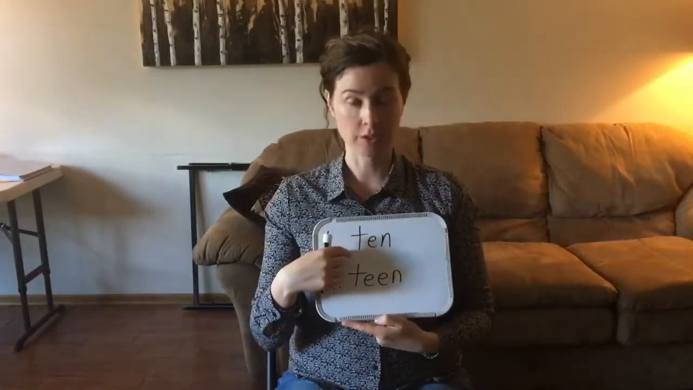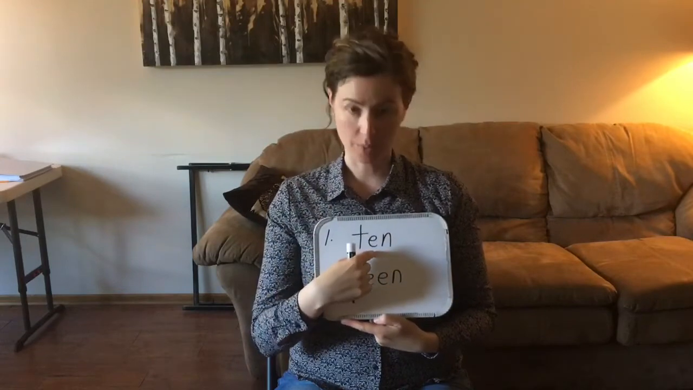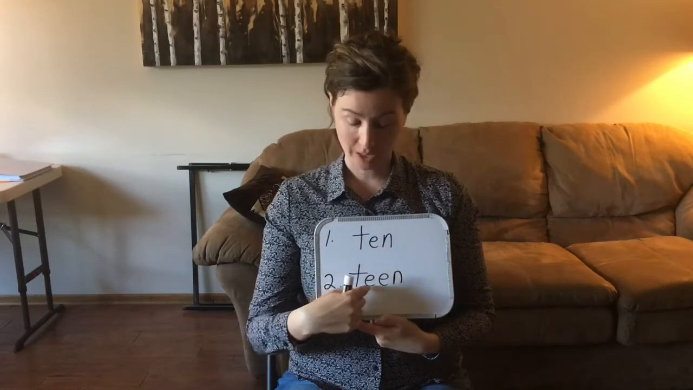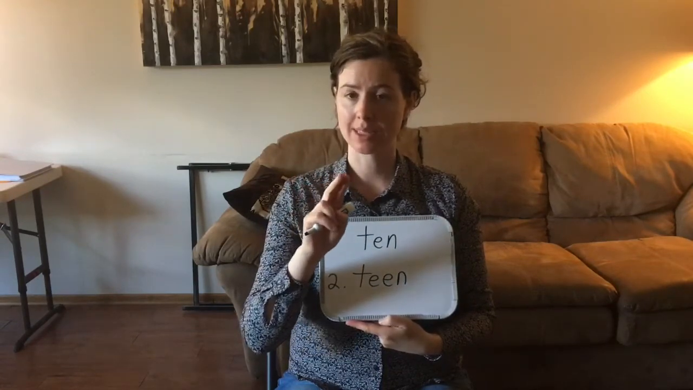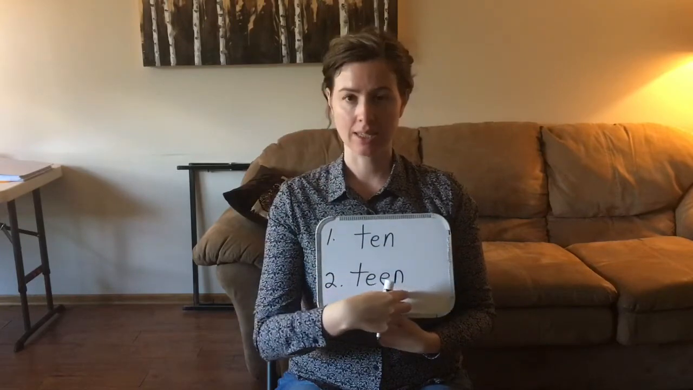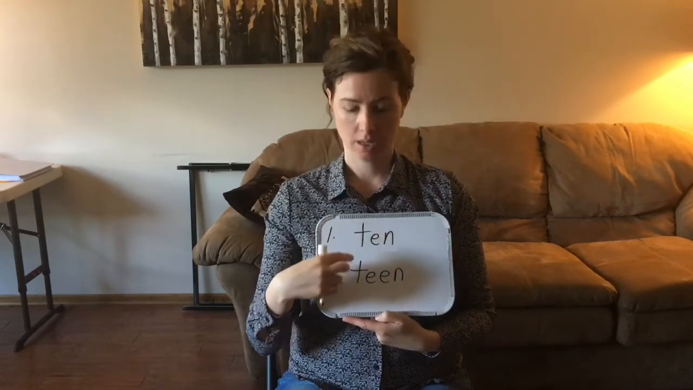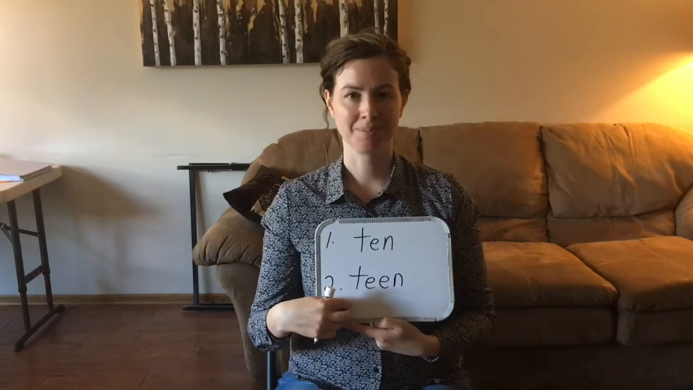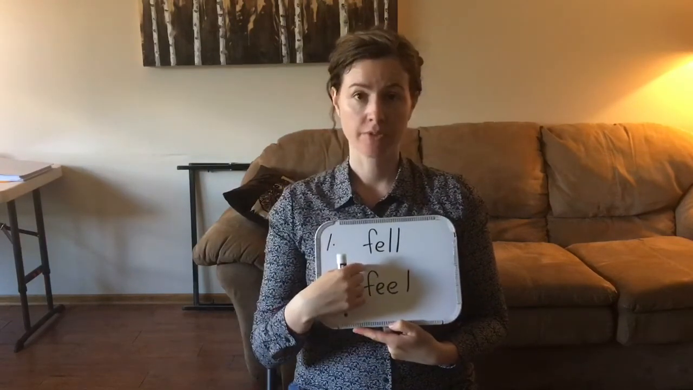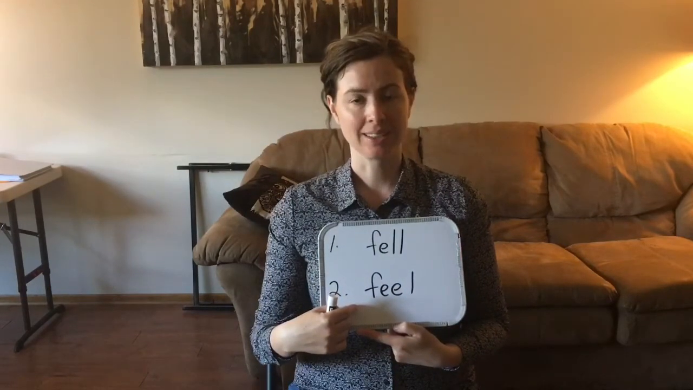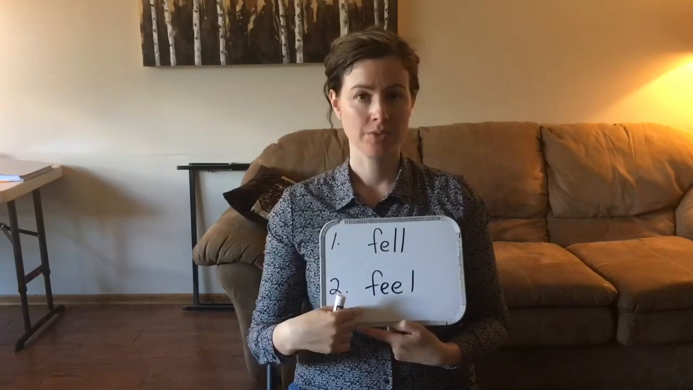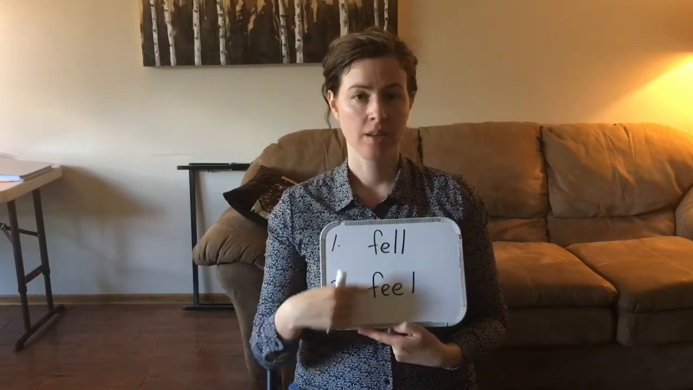Now look at this word. We have one E. The vowel says "eh," ten. Here we have two E's. The sound is E, teen. Number one, we have fell. Number two, feel. Fell, feel.